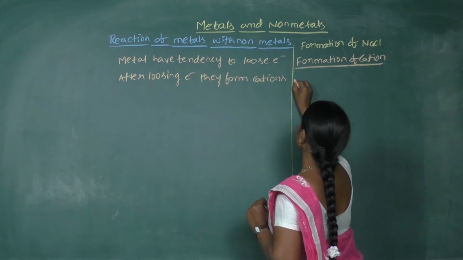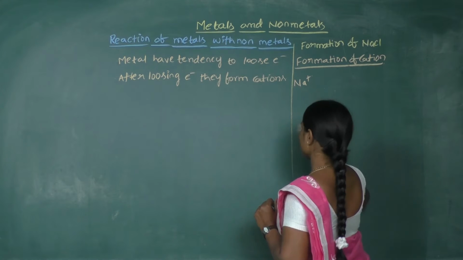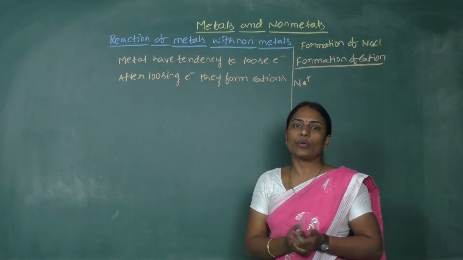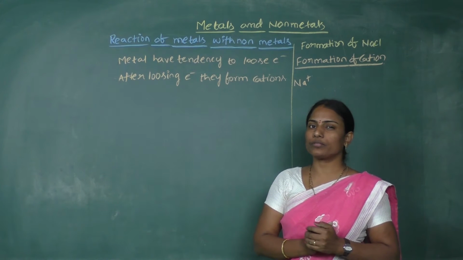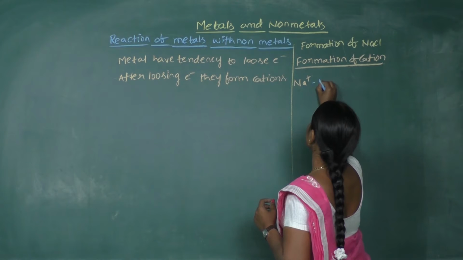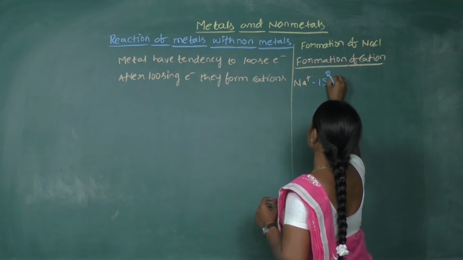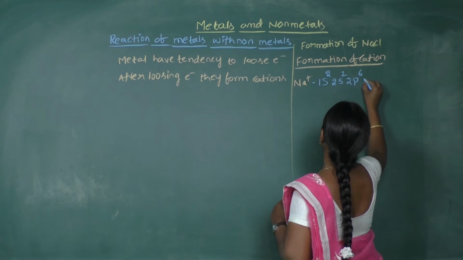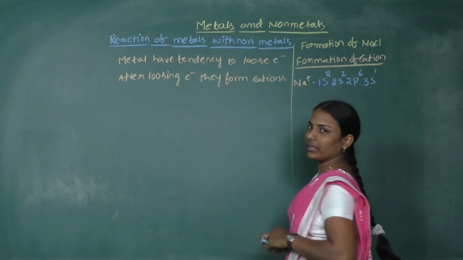So what is a cation? Na plus. You know well about sodium. What is the atomic number of sodium? The atomic number of sodium is 11, right? And how does it exist? We can write it as 1s2, 2s2, 2p6 and 3s1, right?